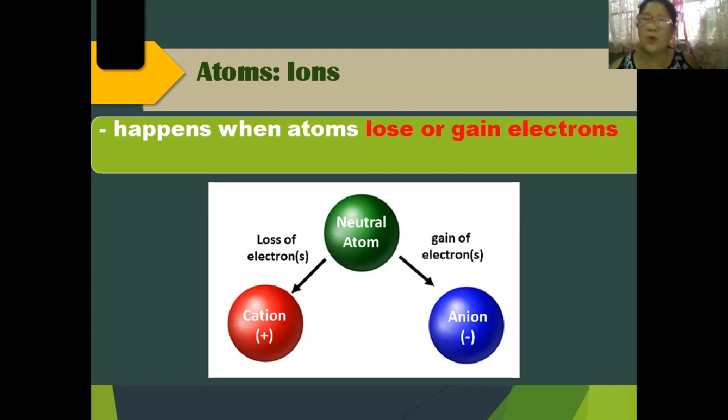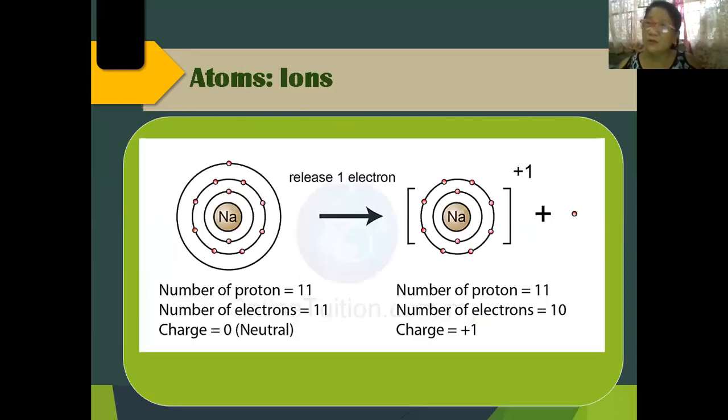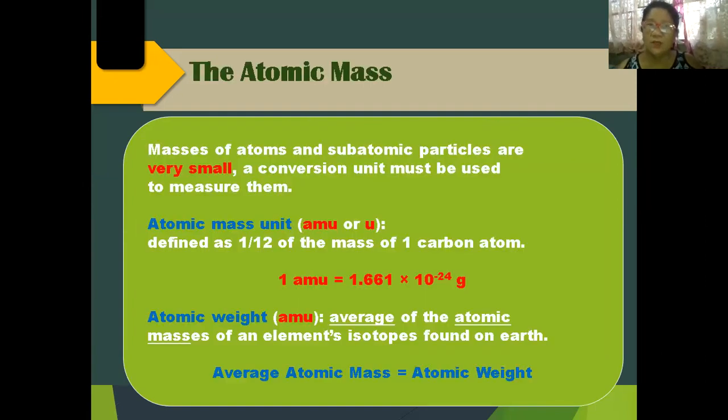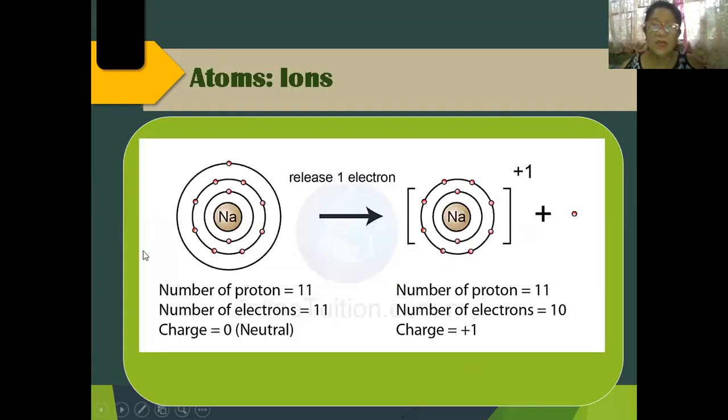So what happens when your atoms lose or gain an electron? This will be transformed into an ion. When an atom loses an electron, it will have a positive charge, and that is a cation. A cation is when there is a loss of an electron. But if an atom gains an electron, it will have a negative charge, and it is known as an anion. So when will this happen? When an electron is being released.